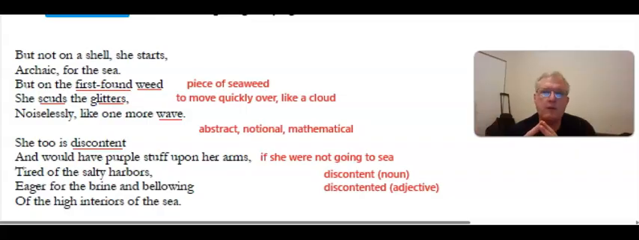We misremember things all the time, and not intentionally. But what inclines us towards misremembering is emotion. We often say that emotion colors our experiences and perhaps even influences or distorts, to some extent, memory. If you notice here, she is tired of the salty harbors and eager for the brine and bellowing. Unlike Venus, she is under the sway of moods. She has a psychology. She is not free of emotional impact. Things affect her. Something affects her negatively. She's tired of something, and she's eager for something else.